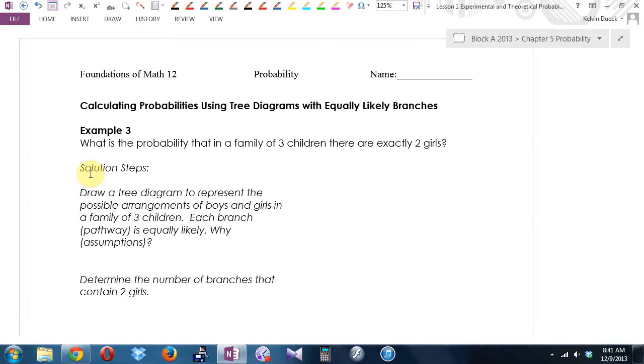Probably the single best tool I'm going to give you in probabilities is a tree. In the last unit my fallback when I was confused was to draw a blank and go to the fundamental counting principle. My fallback for probability, when in doubt, is to go back to what's called a probability tree. So I have here calculating probabilities using a tree diagram with equally likely branches. And here's the question. What's the probability that in a family of 3 children, there are exactly 2 girls?